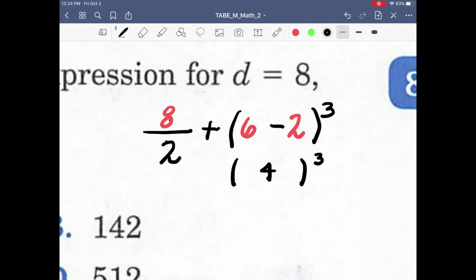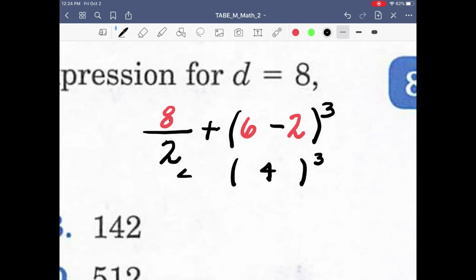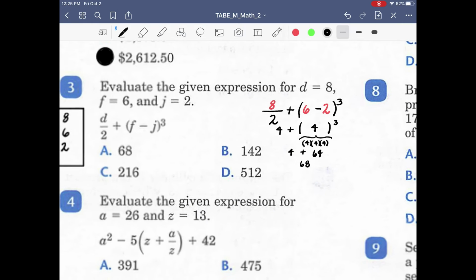I'm going to go ahead and do this division. 8 divided by 2 is 4. Just to clean my problem up a little bit. 4 to the third power, that's 4 times 4 times 4. That's 64. And then 4 plus 64 is a grand total of 68. And I like option A for this one.